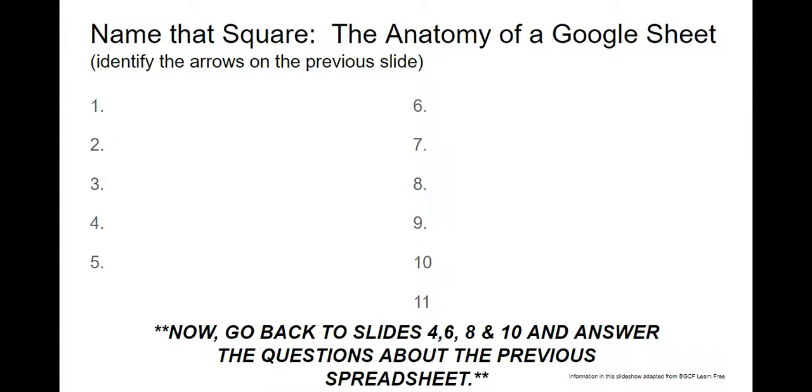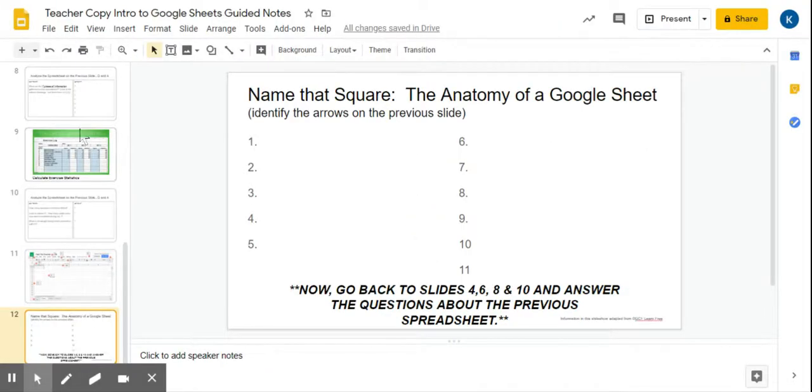Name that square. The anatomy of a Google Sheet. Identify the arrows on the previous slide. Okay, so you might want to rewind and listen to me say them again. When you're done, you're going to go back to slides 4, 6, 8, and 10 and answer questions about the previous spreadsheet. So let's go back to slides 4, 6, 8, and 10.